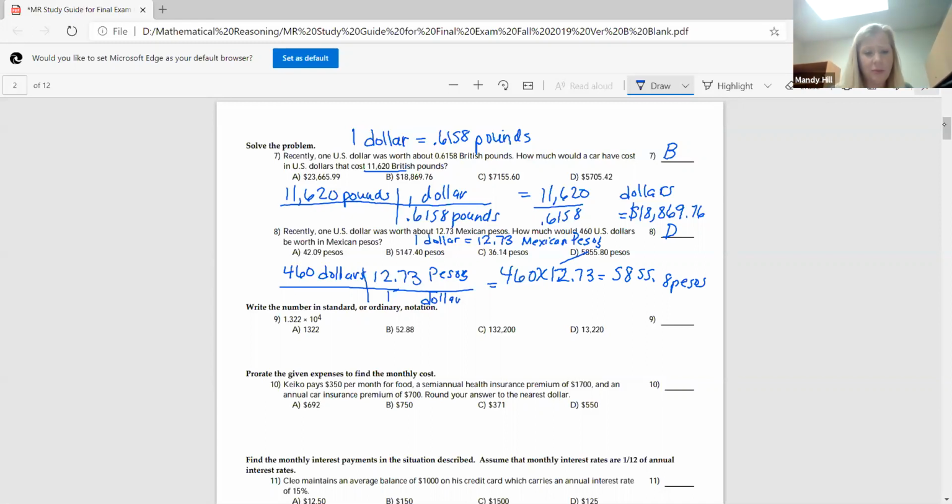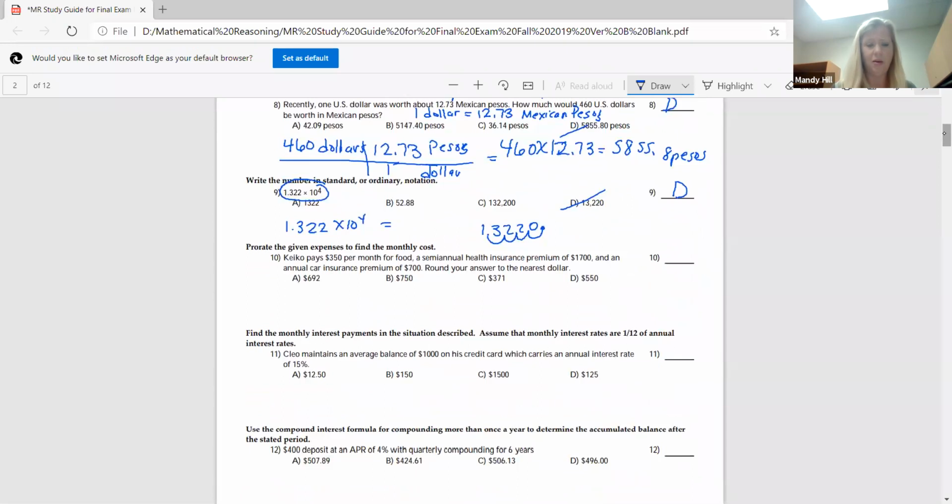Number 9 says write the number in standard or ordinary notation. So we're just taking this number, and actually you could just type it in the calculator like this and you would get the right answer. Or you could move your decimal place 4 times because it's 10 to the 4th. So if we move our decimal 4 times to the right, 1, 2, 3, 4, we would need to add a 0 here. So it would be 13,220, which is D.